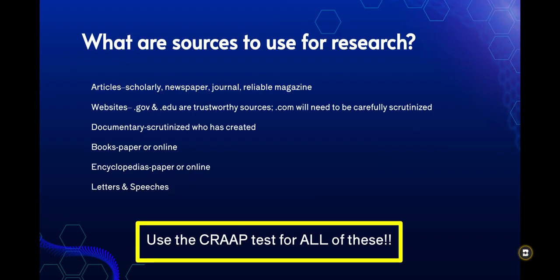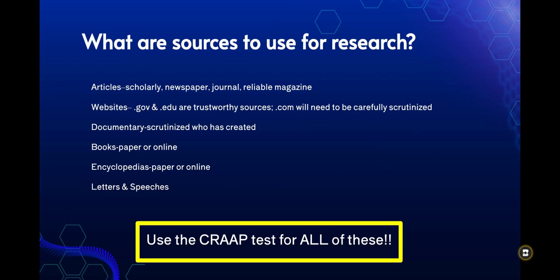So what are sources to use for research? You can use articles, whether they be scholarly, from newspapers, journals, or reliable magazines. You can get them from websites ending in .gov and .edu. Tags at the end of URLs; those are the most trustworthy sources. With .com, you will need to carefully scrutinize those websites, along with .org. Sometimes there is some bias in the .org, so scrutinize those as much as you can.